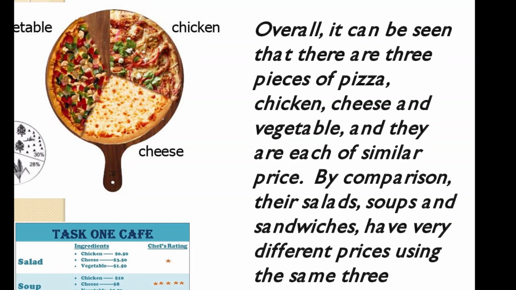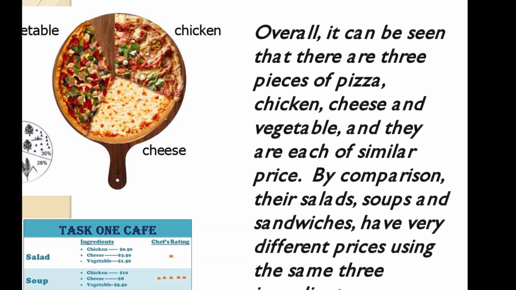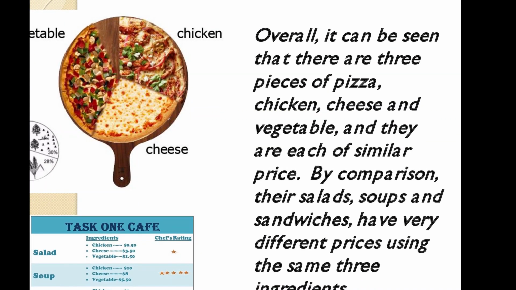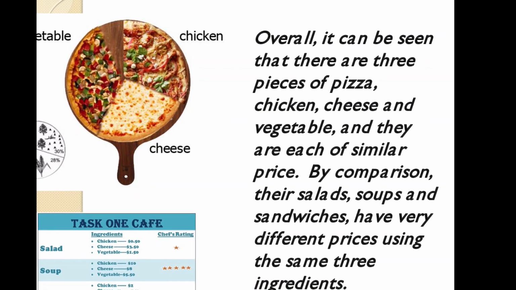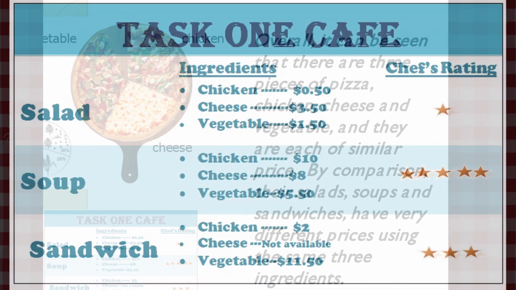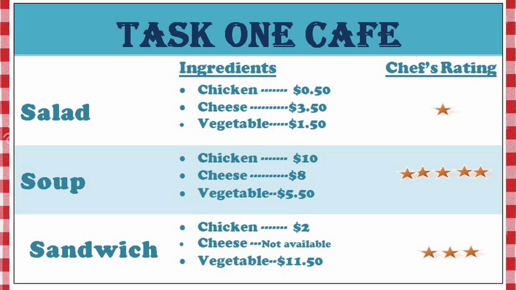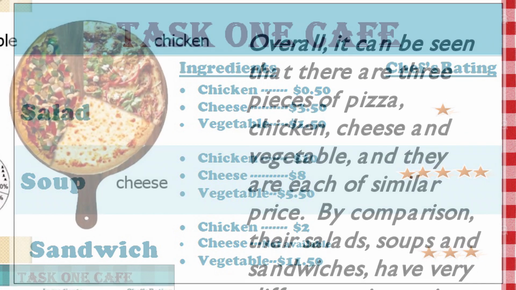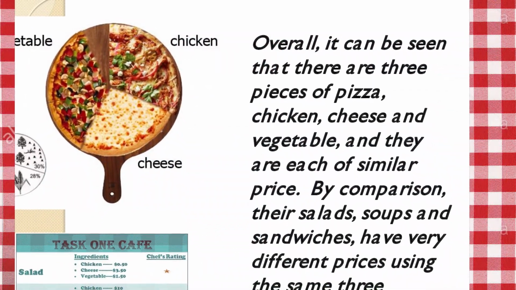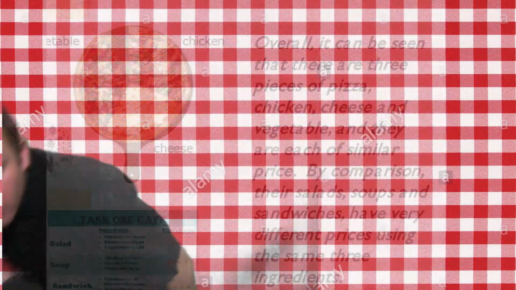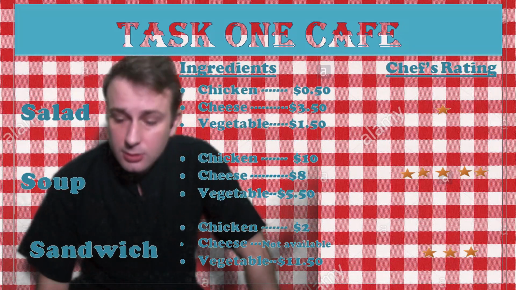So while Jack and Joko enjoy their cheese soup and chicken pizza and vegetable sandwich, well, who knows what they're going to get, but they know what the prices are. I'm going to answer a question that you probably have right now, and that is, what? What? Task 1 Cafe? Huh?